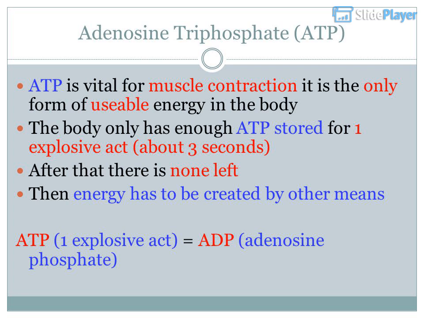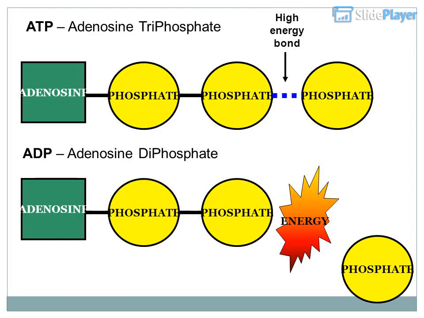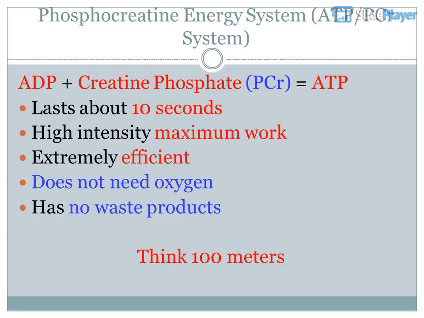ATP, one explosive act, equals ADP, adenosine diphosphate. ATP, adenosine triphosphate: adenosine, phosphate, phosphate, phosphate, with a high energy bond. ADP, adenosine diphosphate: energy released, adenosine, phosphate, phosphate. Phosphocreatine energy system, ATP/PCr system.